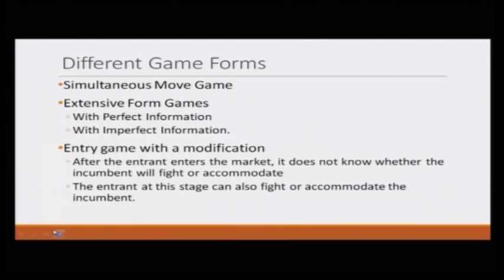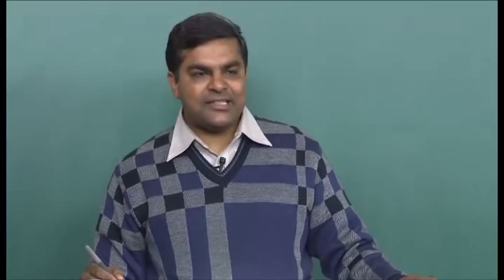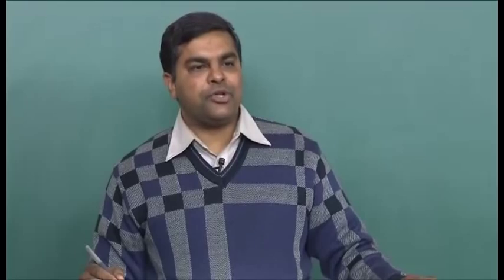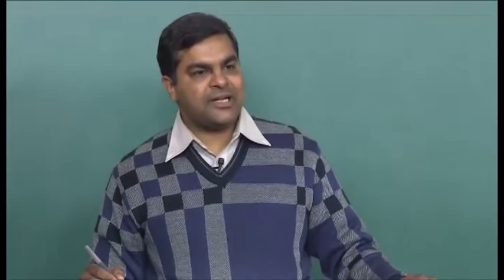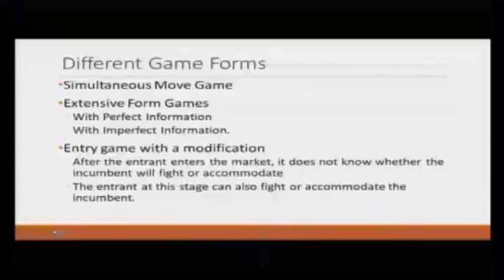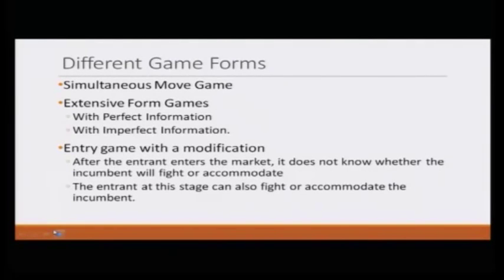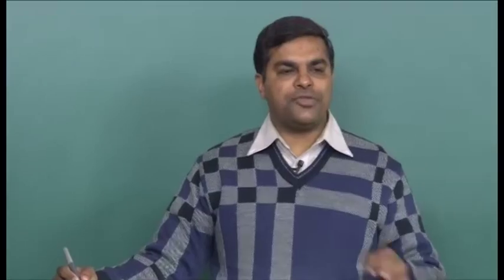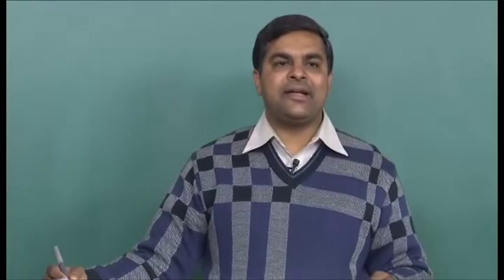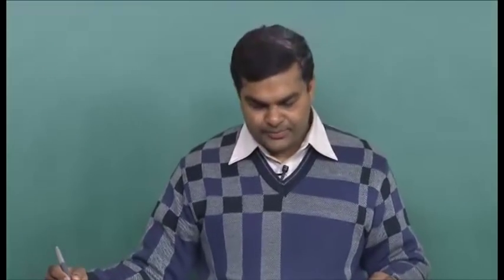What we are going to do is take a strategic interaction for which we need to draw a game tree, but we will see that there might be some simultaneous move present in the game. For example, let us take an entry game with modification. What have we discussed in the entry game? That there is an entrant and there is also an incumbent. The entrant decides whether to enter the market or remain out of the market. And if the entrant decides to enter, then the incumbent can decide either to fight or accommodate.